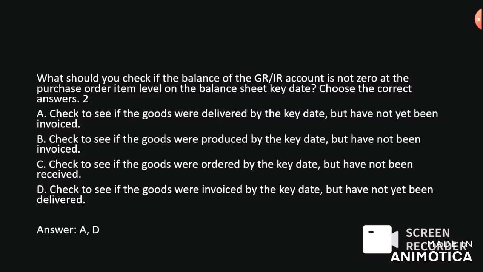What should you check if the balance of the GRIR account is not zero at the purchase order item level on the balance sheet key date? So what should we check if the GRIR account is not zero? To check if the goods were delivered by the key date but have not been invoiced: yes. We don't check any goods which were produced or only ordered, but which are delivered and which are invoiced. Check to see if the goods were invoiced by the key date but have not been delivered. So it is A and D.